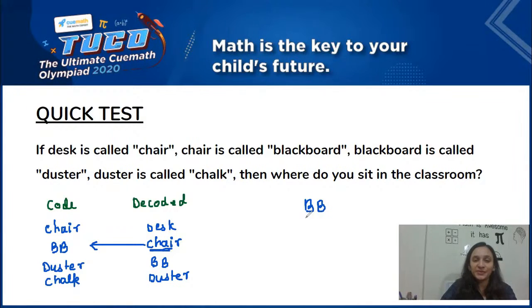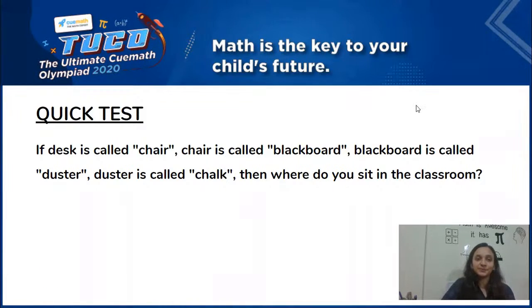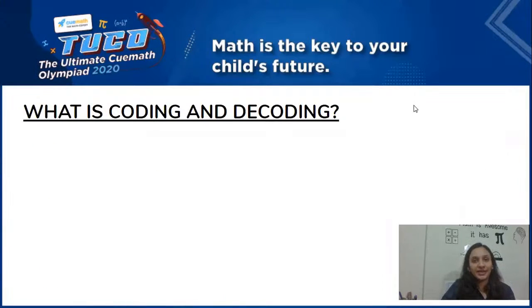And I know you all would be finding it really interesting because this is something different from the other regular maths that we do. So with this, we'll be moving on to our next part, which is what is coding and decoding. You've already seen one example of coding and decoding. So what did that mean?